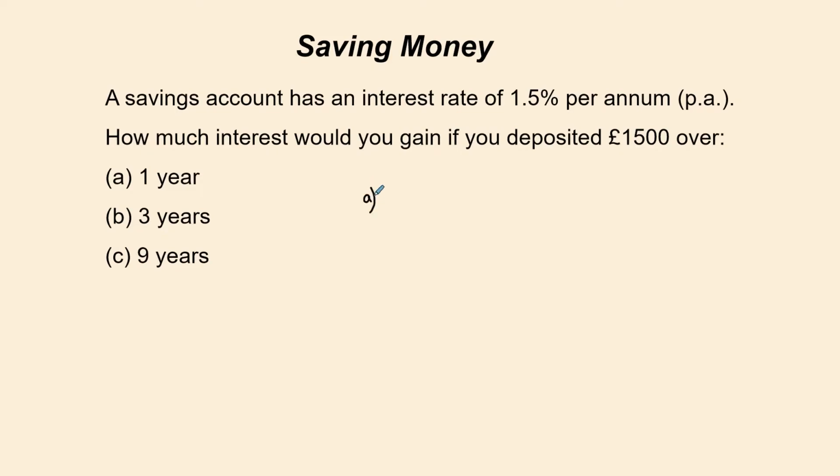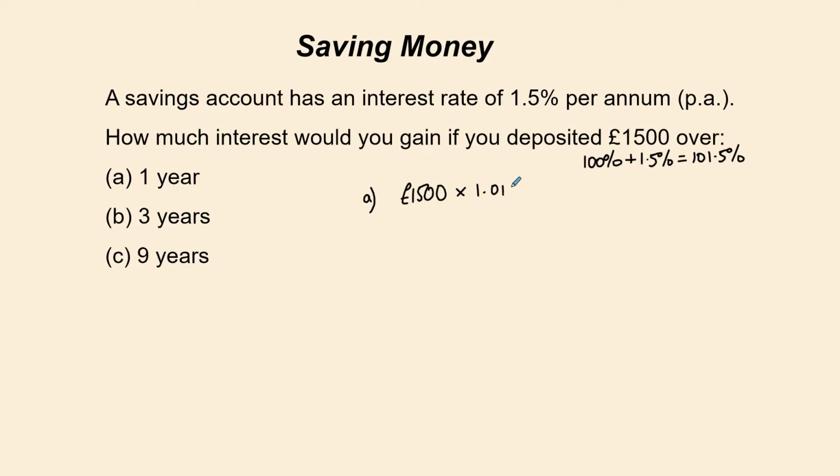So we're going to start off with question A. Your basic idea is that you're increasing your value by 1.5% every single year. So for 1 year, we're going to take £1,500, which is our original amount. We're going to multiply it by the percentage that is increasing on top of the 100%. So each year it's going to be 100%, which is your original value, plus the 1.5% that you're adding on in interest. So at the end of each year, you're going to have 101.5% of what you had at the beginning of that year.